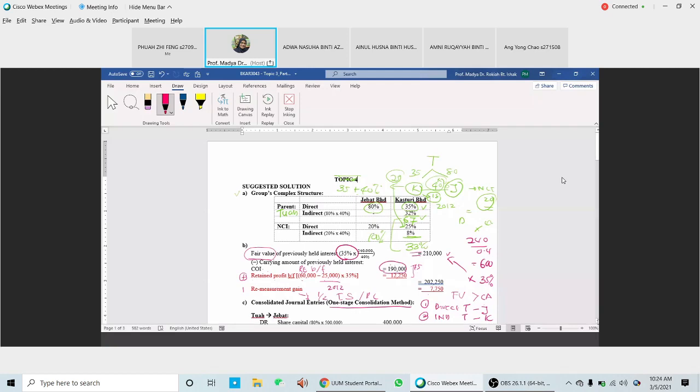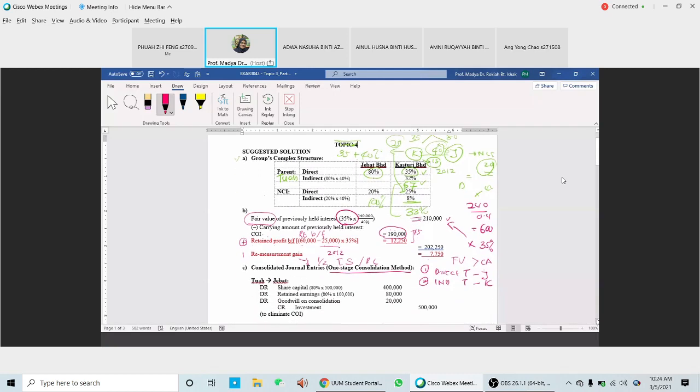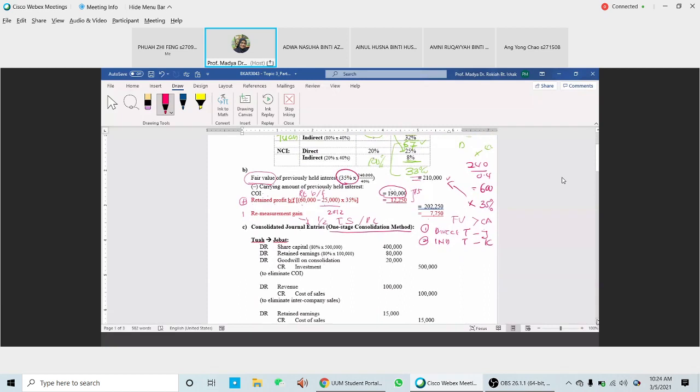We start with Tuah first. Tuah and Jebat is the first that we have here. So Tuah has 80%, so 80% times 500. RE at the acquisition was 100 when you acquired Jebat in the year 2012. So 80% here. And then goodwill on consolidation. We already calculated previously that the value of the company for Jebat here is 625, and the net assets here is 600. So the total goodwill that you have is 25.